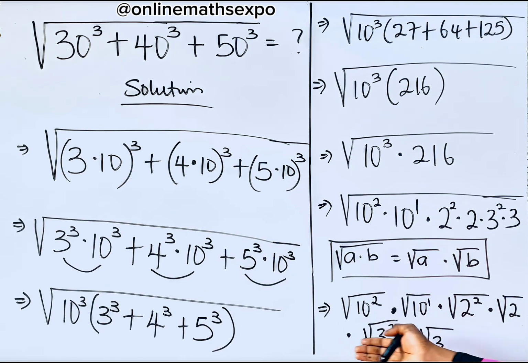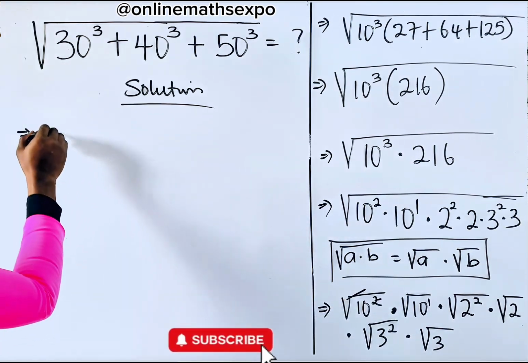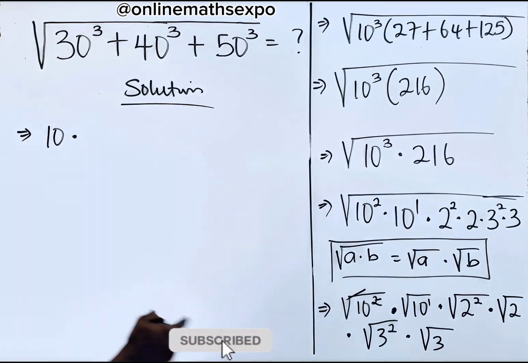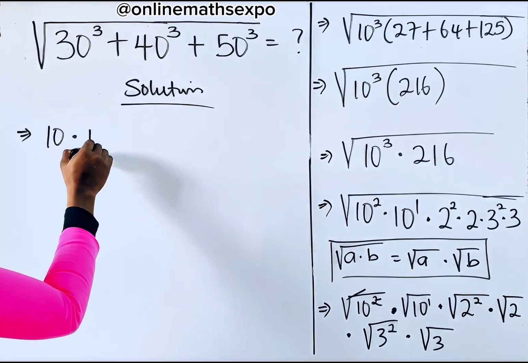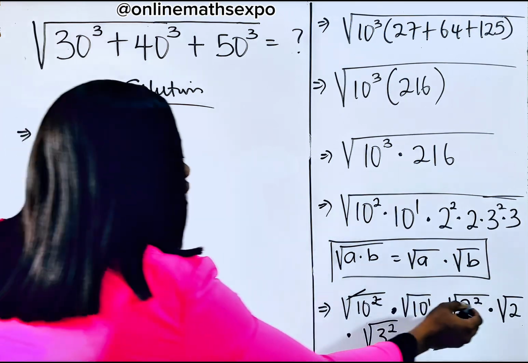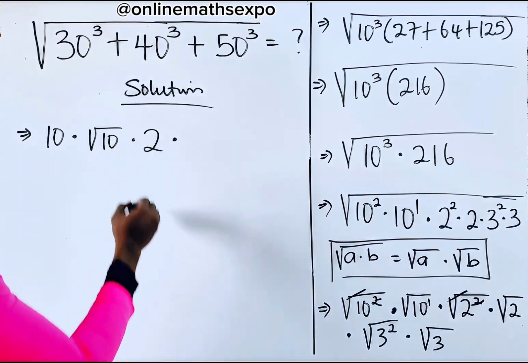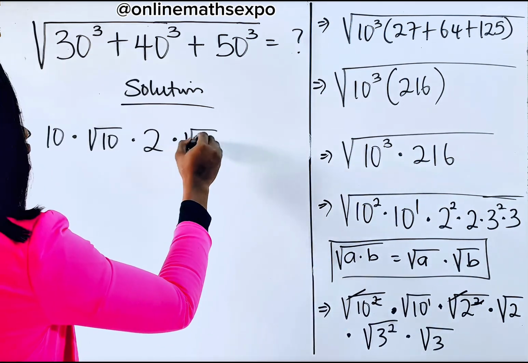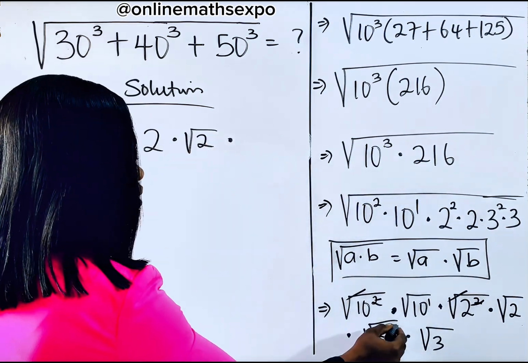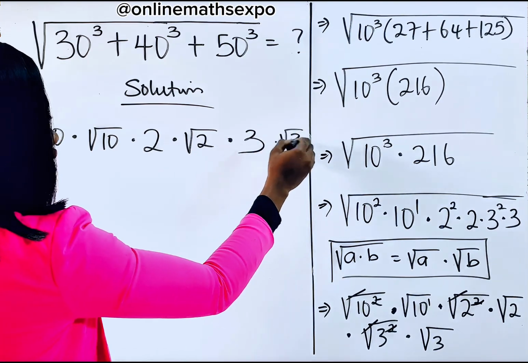Interesting. So if you keep simplifying this, we cancel the root, so we are having 10 multiplied by root of 10, okay? Now we also have, this we cancel the root, we are left with 2 multiplied by root 2, okay? Then multiplied by this, we take off this, we have 3, then multiplied by root 3.